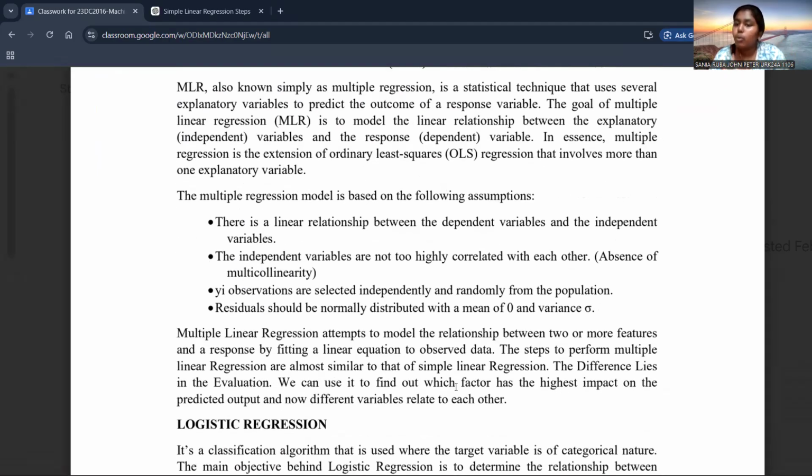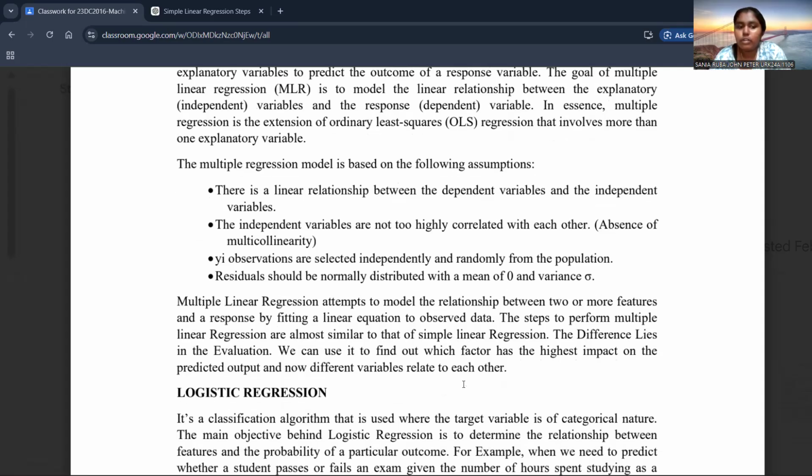The independent variables should not be too highly correlated with each other, and the Y observations are observed independently and randomly from the population. The residuals should be normally distributed with a mean of zero and constant variance. It is used to model the relationship between two or more features and a response by fitting a linear equation to observed data. The steps in multiple linear regression are almost similar to simple linear regression, but the difference lies in the evaluation, because we can use it to find which factor has the highest impact on the predicted output, and we can change the factors accordingly.